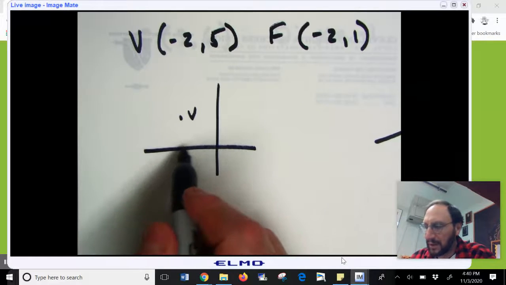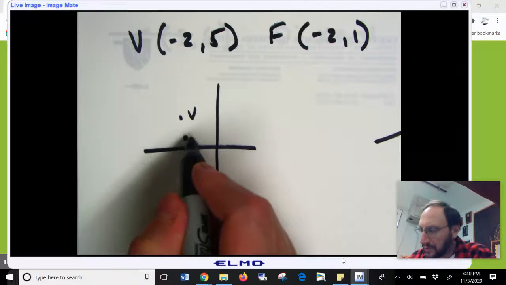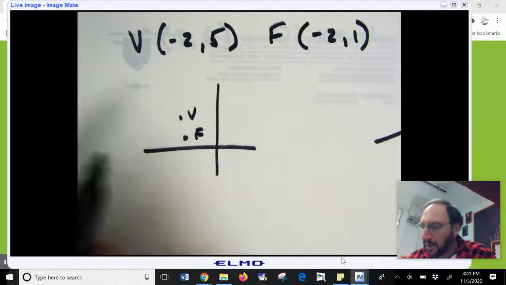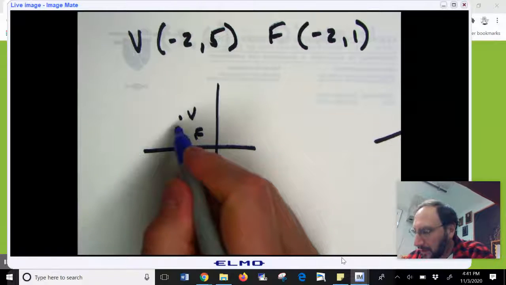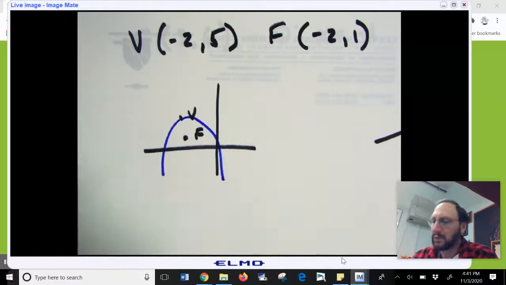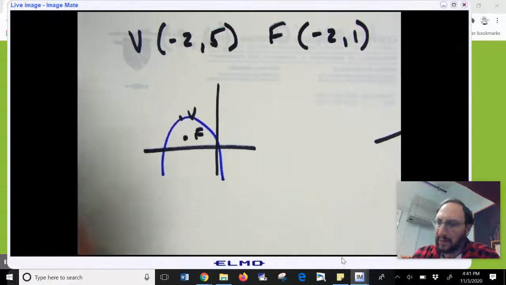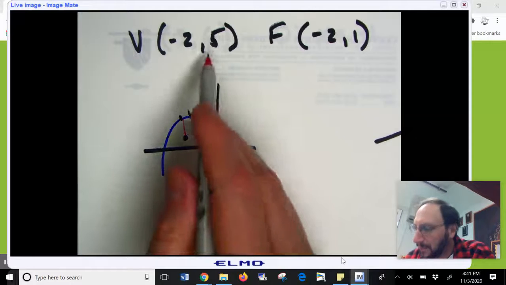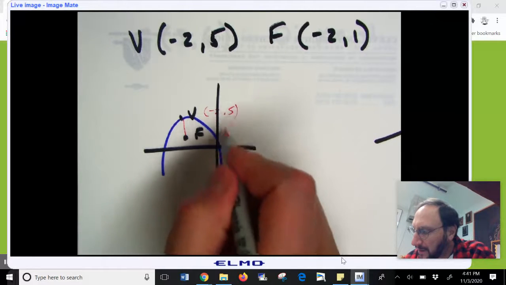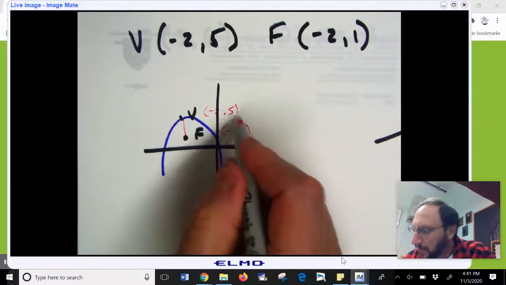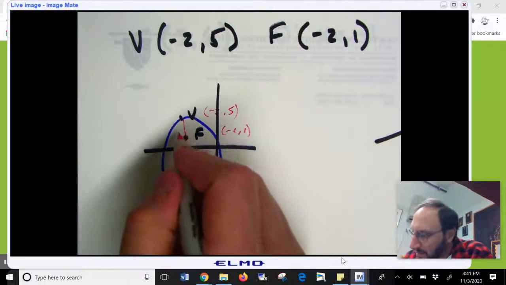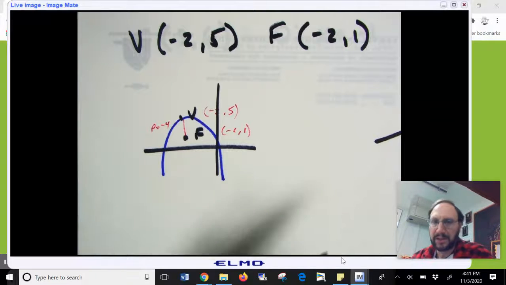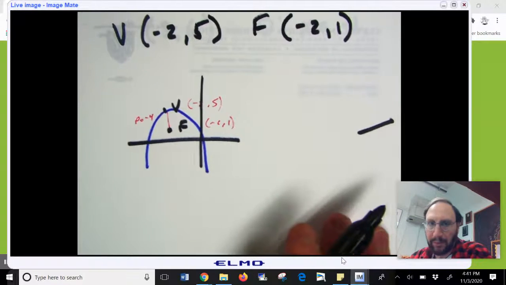Think about what's going on. (-2, 5) means to the left 2 and up 5. (-2, 1) would be to the left 2 and up 1. So immediately I can tell that my parabola is going to be going down. That's one thing, so my p-value will be negative. The next thing I can tell is that the distance from vertex to focus, from (-2, 5) to (-2, 1), is 4 units, from 5 to 1, obviously. So the p-value is negative 4.